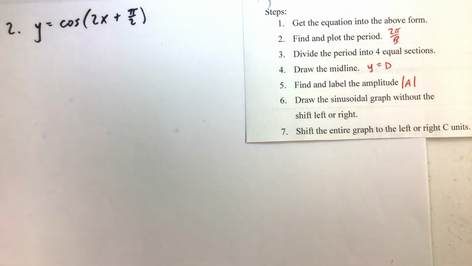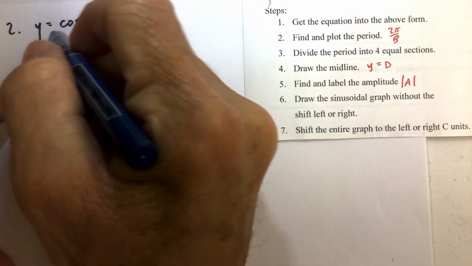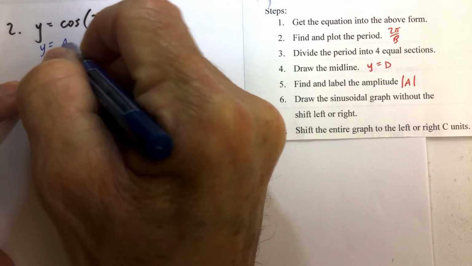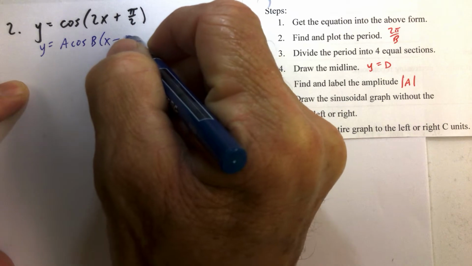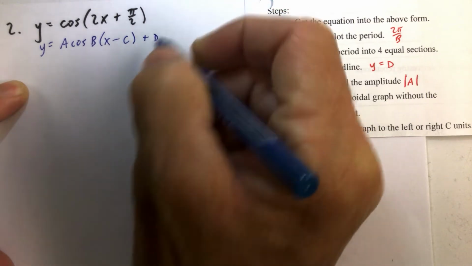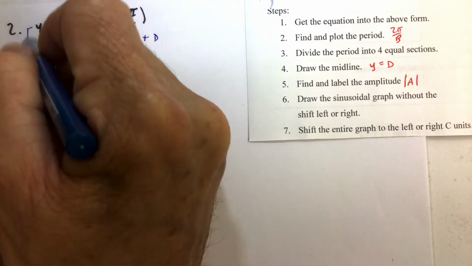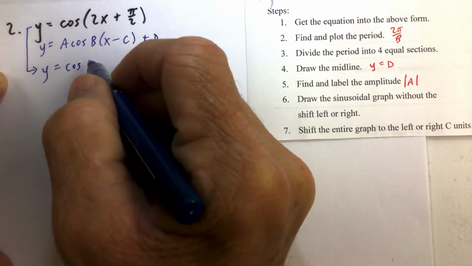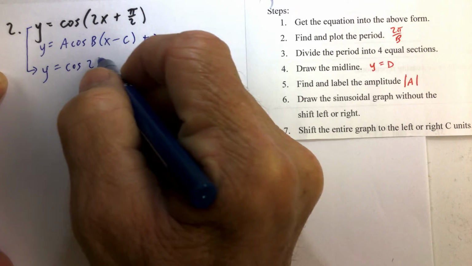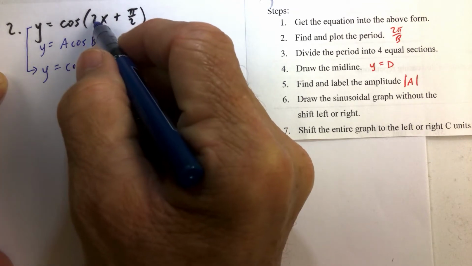So for this function, we have a little bit more work to do than we did in the last one. First of all, we notice that the equation is not in the form y equals a times cosine of b times x minus c plus d. It's not in that form yet, so we have to put it in that form. All we have to do is factor out a 2, right?